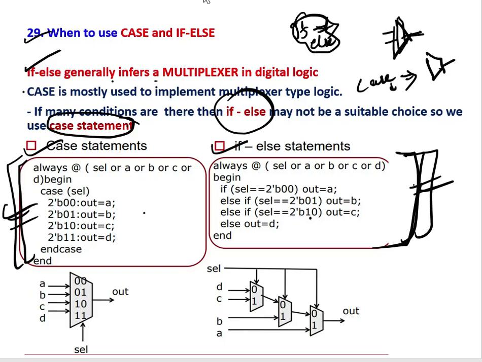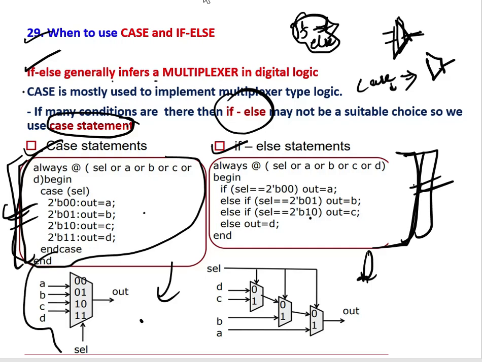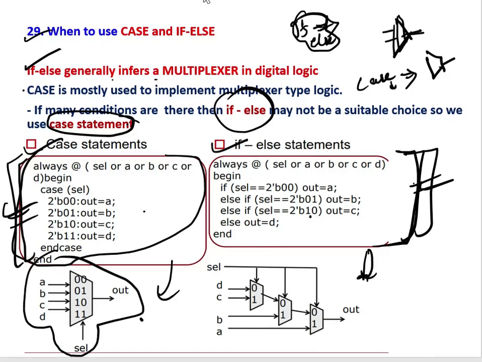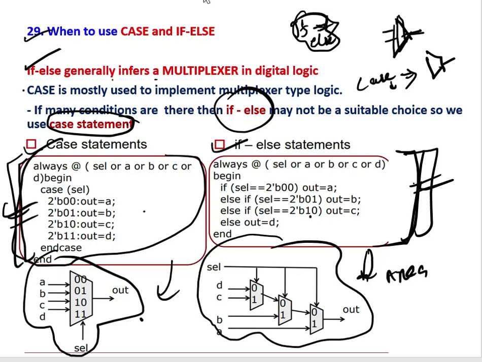But the hardware that this if else will generate is this one, and the hardware that this piece of code generates is this one. So definitely this one is the optimized one. See here, but this is an area consuming circuit, because it is generating a circuit which has more area, right, than this one. So definitely in this case, writing case statement is beneficial, right?